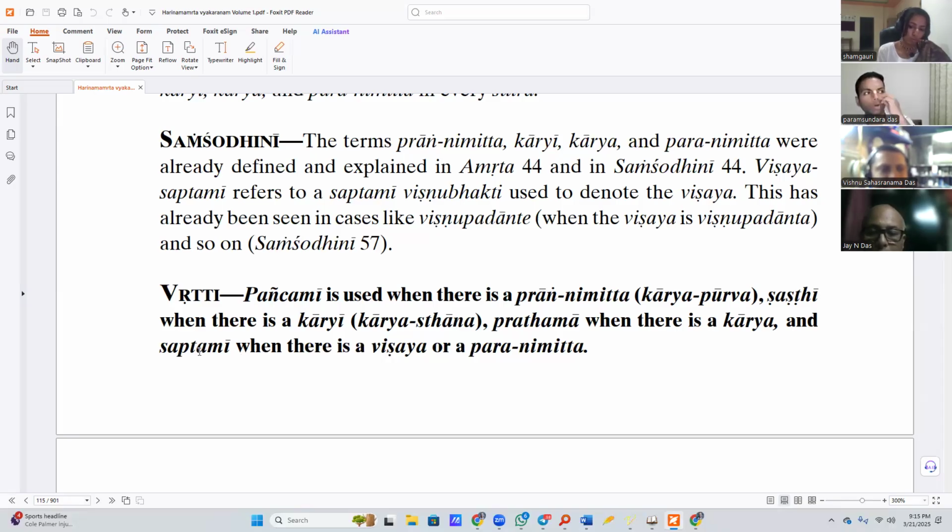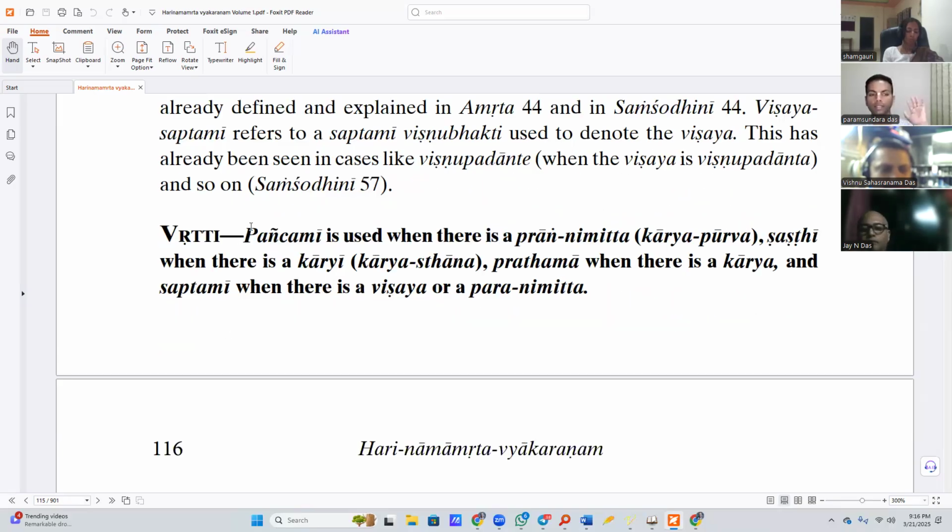For example, Sara Ramayor Vishnu Sargo Vishnu Padante. When there is Vishnu Padanta, then Sa or Ra changes to Vishnu Sarga. That is a condition, and it is called Vishaya. And that's why it takes Saptami, Vishnu Padante, 7.1, like Krishna. So this is the trick, and it is applied in all the sutras.